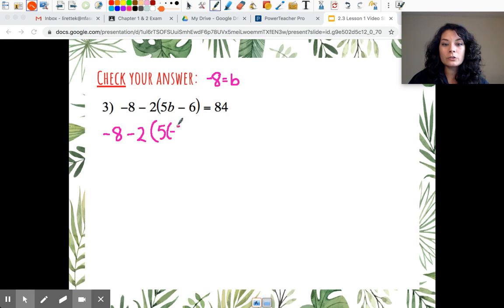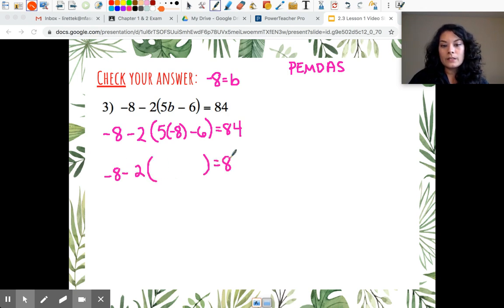So I'm just going to substitute my negative 8 in the parentheses, so I now see that when I do this operation here, it's multiplication. I'm going to subtract 6, and this is equal to 84. Okay, so I might just throw up this acronym again so we can reference it. P is for parentheses, so I do everything in this parentheses first. Everything else stays exactly the same.